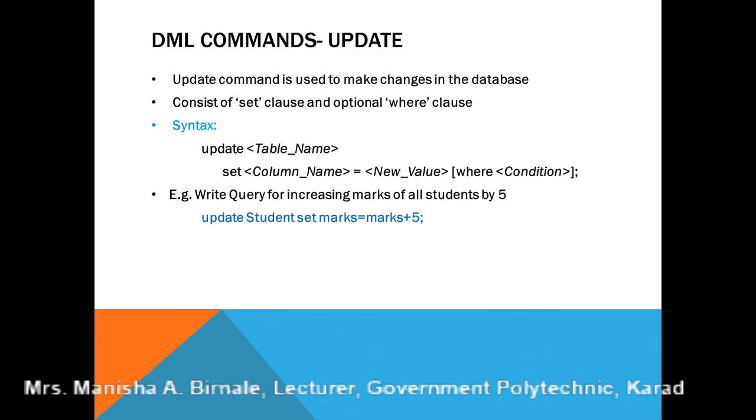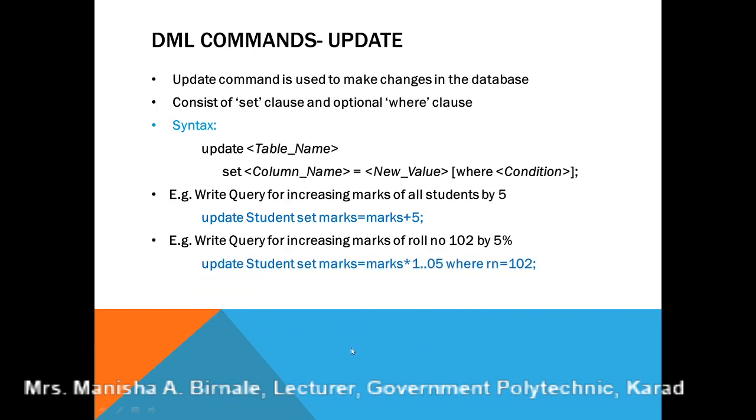So in this way, for updating all the records, we have used the command update student and set marks equal to marks plus 5, for example, where condition is not written. And the query for increasing the marks of only a specific student by 5%: update student, set marks equal to marks into 1.05, where roll number equal to 102.